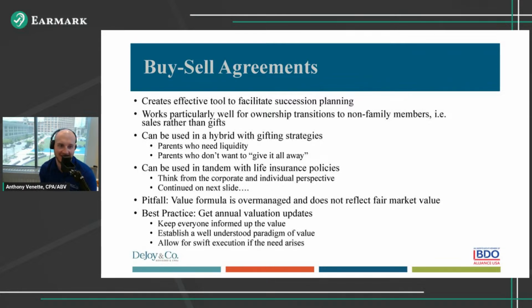The best practice would be to get annual valuation updates, use that number of fair market value for the whole year. It works also really well because now everyone's informed on what the value of the business is, right? So we can see the benefit of our hard work matriculate over time, not just on our balance sheet or our income statement. We can see it in a hard valuation number. It establishes a really good understanding overall of stakeholders of what the value of the company is and how that works. And it allows for swift execution in the event that somebody dies.